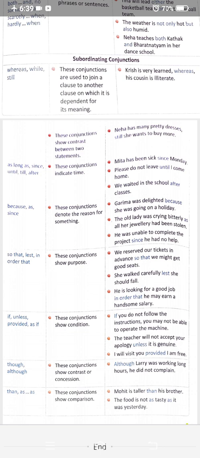So students, today in this video I explained the types of conjunctions, in which I explained coordinating conjunctions, correlative conjunctions and subordinating conjunctions.